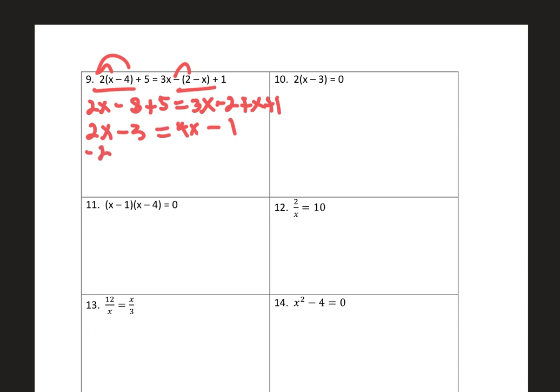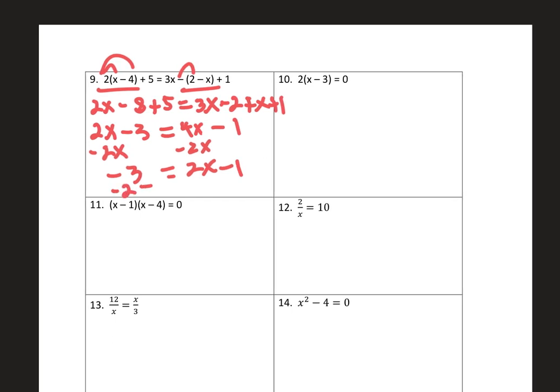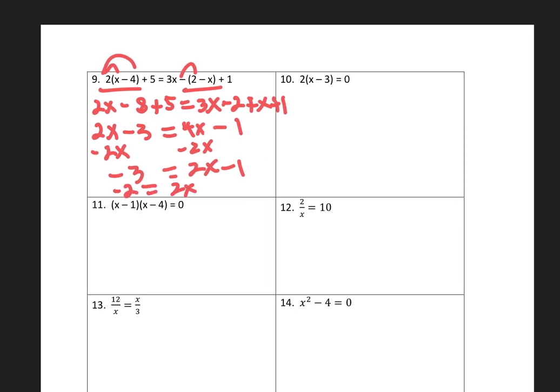Okay, we'll subtract 2x from both sides, and we get over here -3. Over here we get 2x minus 1. We'll add 1 to both sides. We get -2 equals 2x. Divide both sides by 2, get x equals -1.